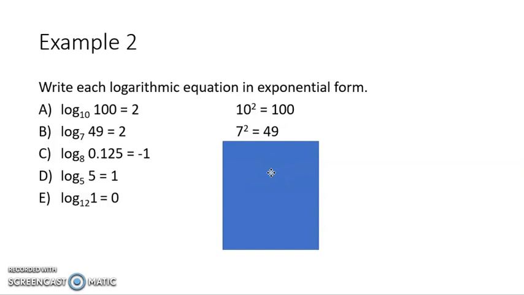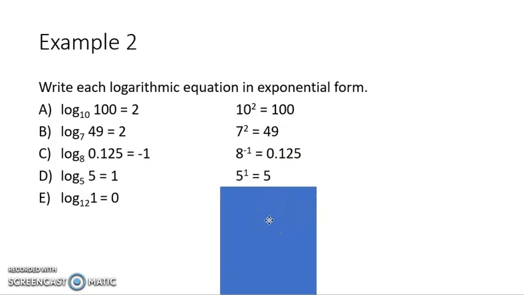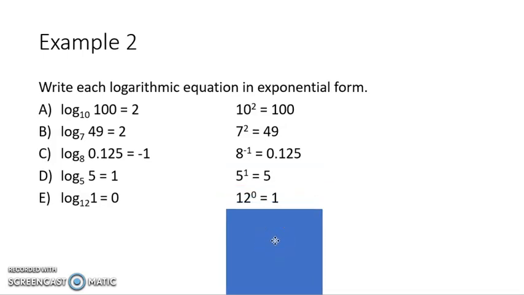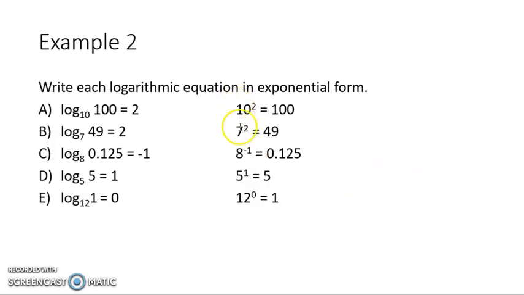So why don't you go ahead and pause the video and try and answer the next 3 questions, and then hit play to check your answers. Okay, for part C, you would have 8 to the negative 1 equals 0.125. Part D would be 5 to the first equals 5. And part E would be 12 to the 0 equals 1. So those are all of our answers, and they would be written like this.